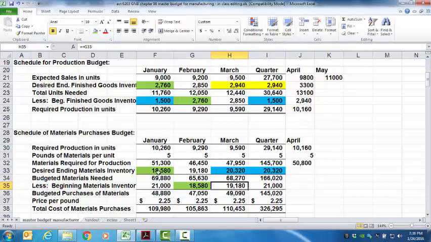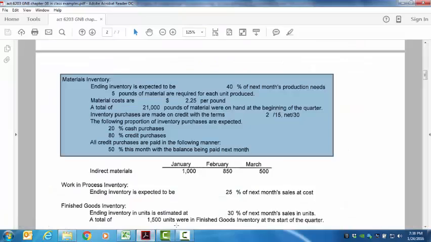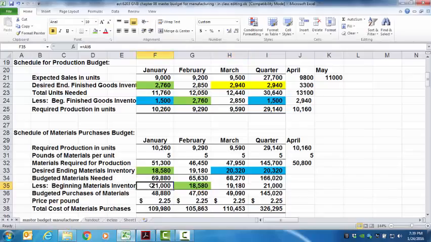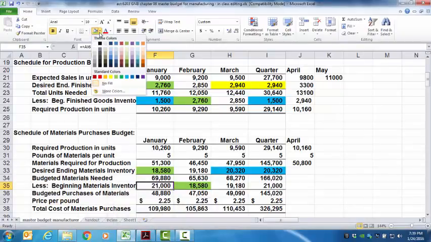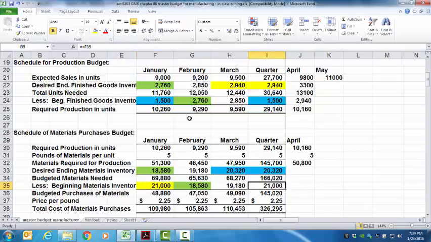So that means January would have received its beginning materials from December. And according to our data sheet, it said that a total of 21,000 pounds were on hand at the beginning of the quarter. So I put the 21,000 there. And then the last thing I want to point out again is the beginning, which is January, is also the beginning for the quarter. Now, I know I went through that a little bit faster, but all of this is the same approach that we just did up here.